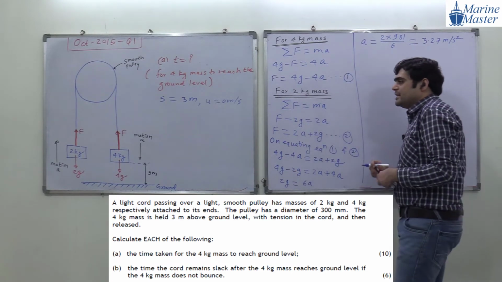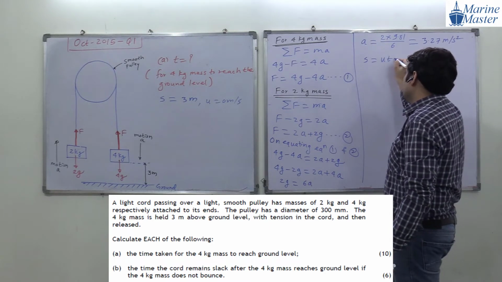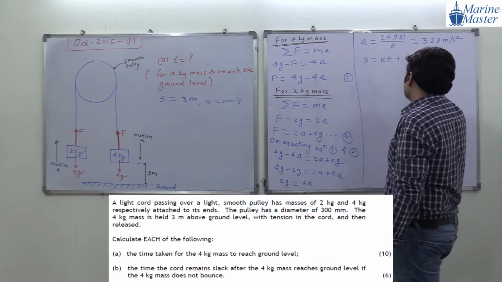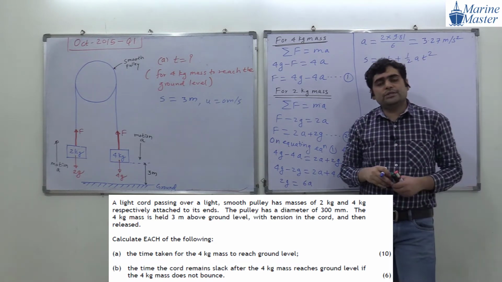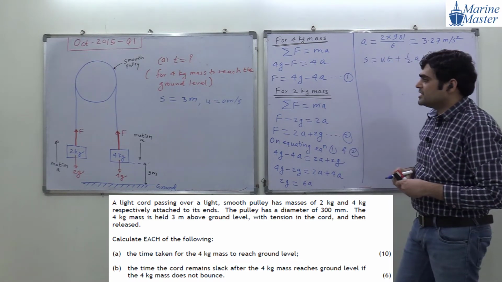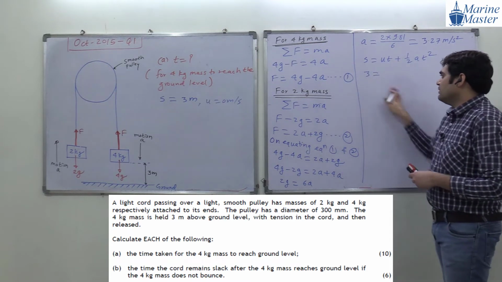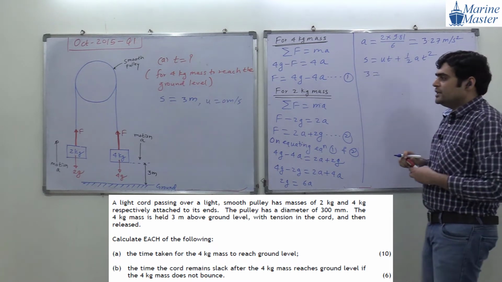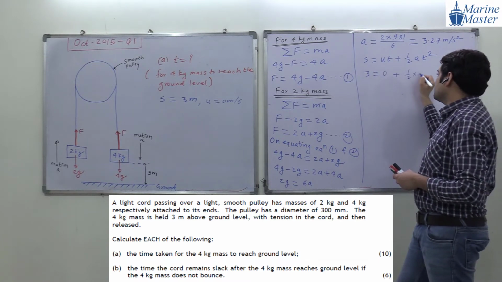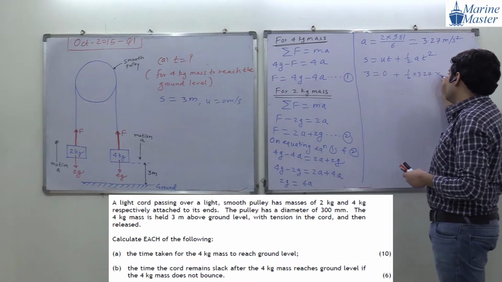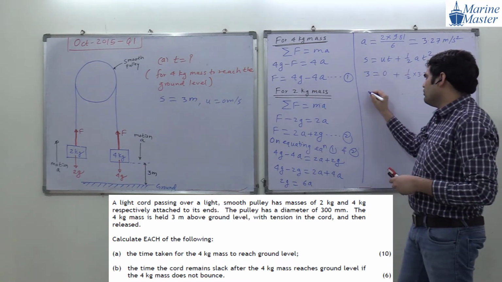So we got the acceleration and we know the equation of motion: S is equal to ut plus half at square. How much is the displacement here? 3 meter. Initial velocity is 0. So half, a is 3.27. What we have to find out is time. So we have to find out t.